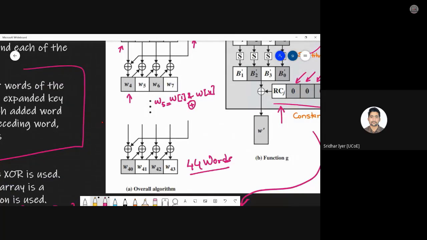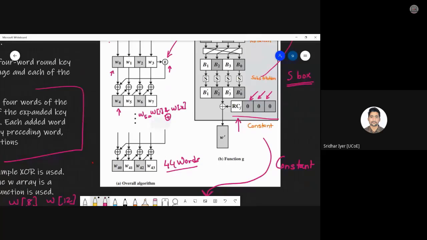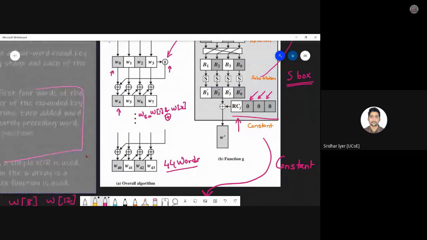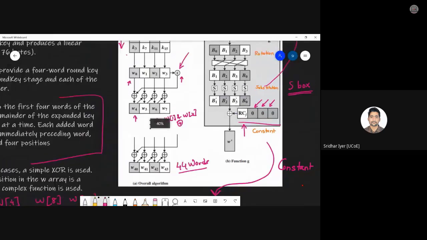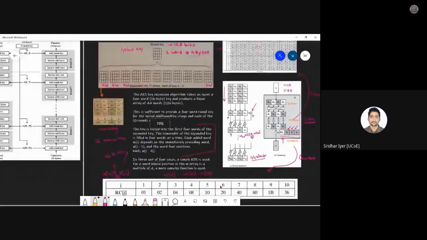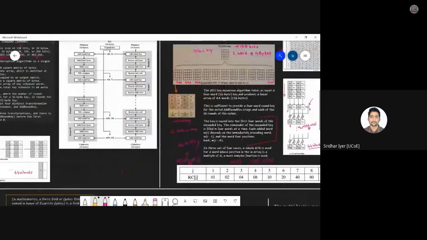Fine. Obviously, you don't need to write all this in your exam. I'm just focusing on the explanation part, so that in the Vivas, they can ask this question. Fine. Any doubts with this? This was the initial step, that is key transformation.